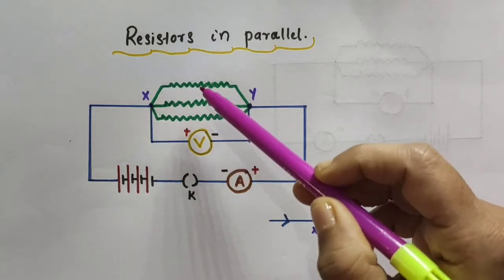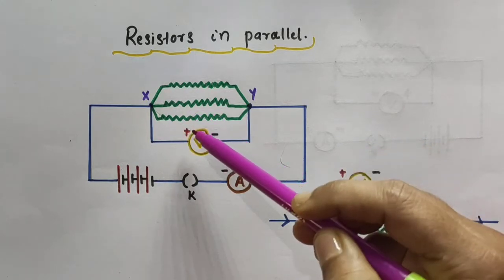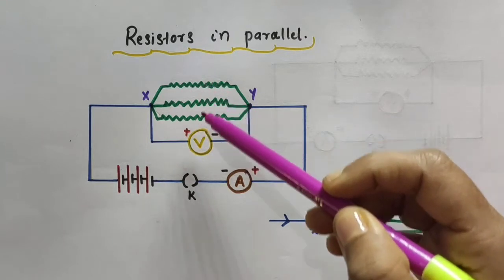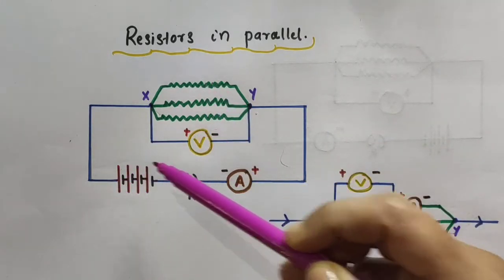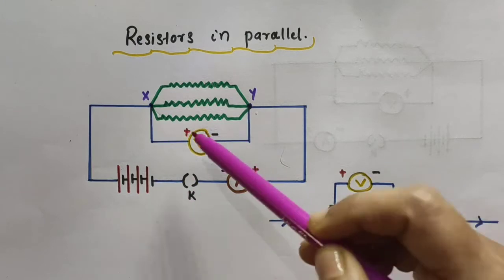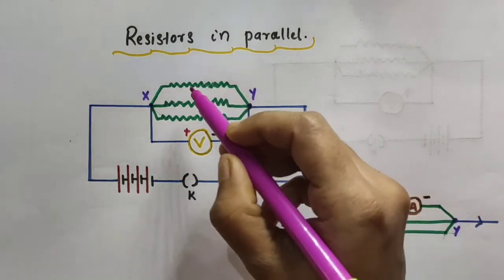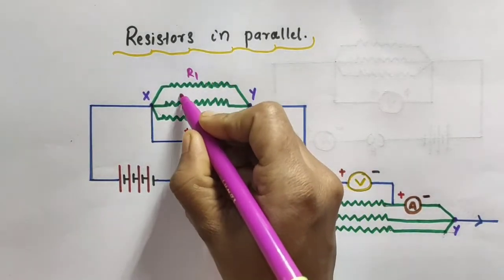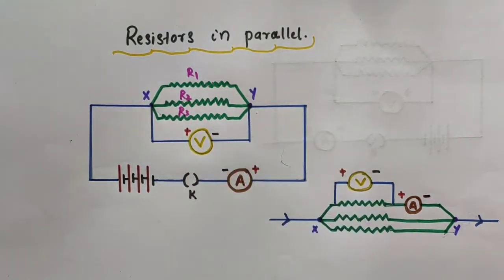Like this. This is the first resistor. This one is the second resistor. And this one is the third resistor. So you can see the arrangement of three resistors like this, with a combination of cells or battery, then key, ammeter and a voltmeter. Let the resistance of the first resistor be R1 and let the resistance of the second resistor be R2, and for the third resistor let its resistance be R3.